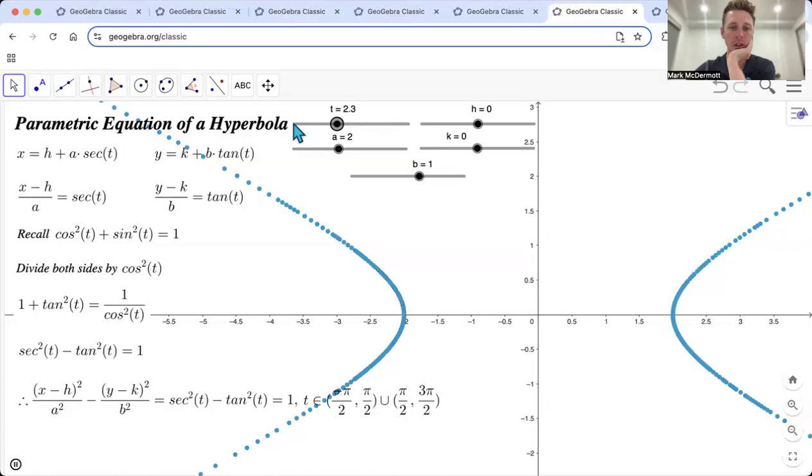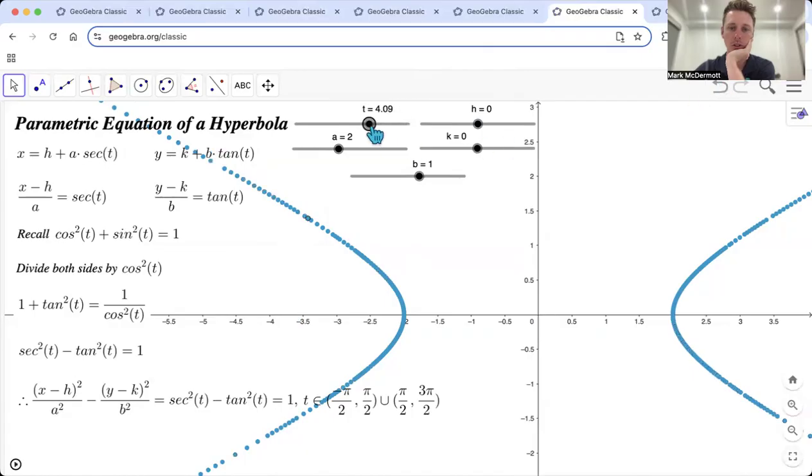So you get this. Okay, again, remember where the asymptotes would intersect is (h, k). So that hasn't changed now. So you get an asymptote that would come along here, and then you get an asymptote that would come in this direction, and they would intersect at the origin in this case.